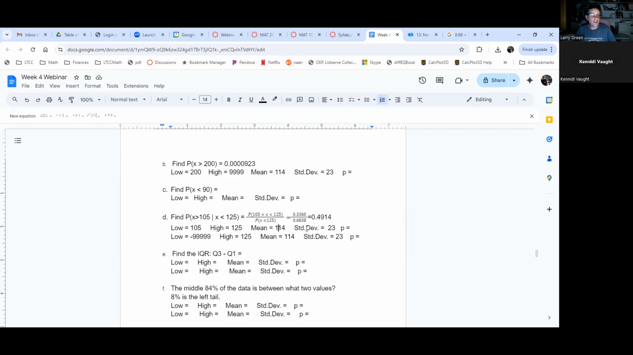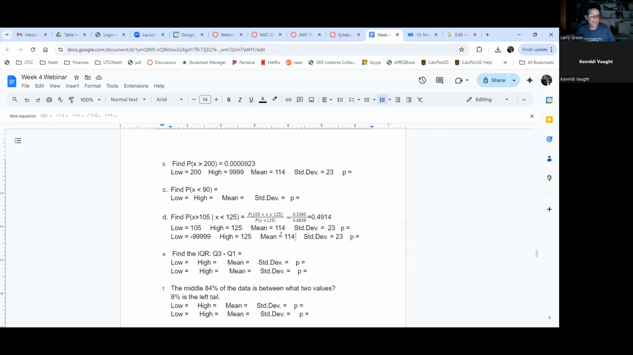The mean and standard deviation were the same. And when I calculated P, I got 0.3360. For the denominator, we want less than 125. So similarly, negative infinity is the smallest number less than 125, so just throw a bunch of nines in with a negative sign for the low. The high is 125.